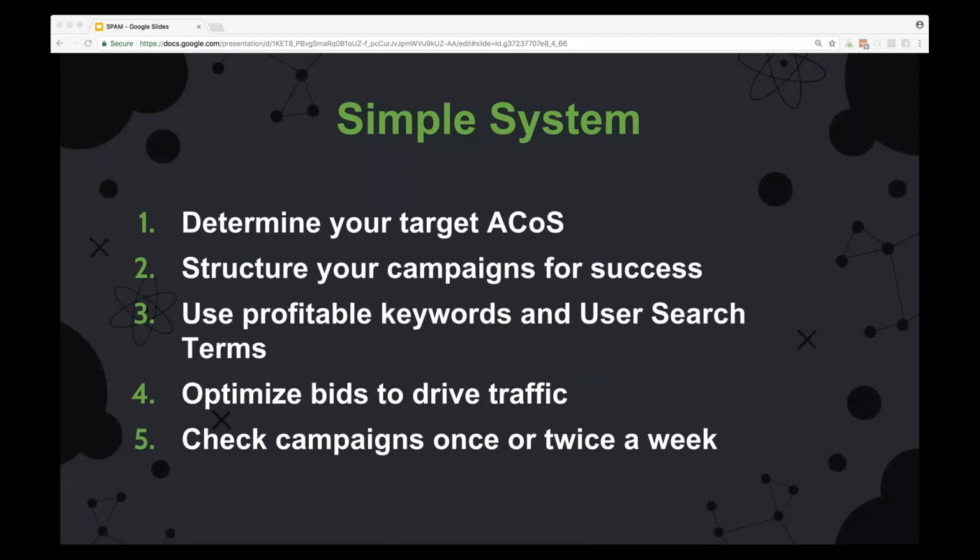2, structure your campaign for success. 3, use profitable keywords and user search terms. 4, optimize bids to drive traffic. 5, check your campaigns once or twice a week, and that part's super important. But now we've got the simple system outline, right? We've got the 5 really broad points. Let's dig into each of these points in a little more detail.